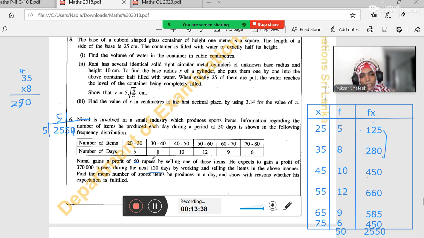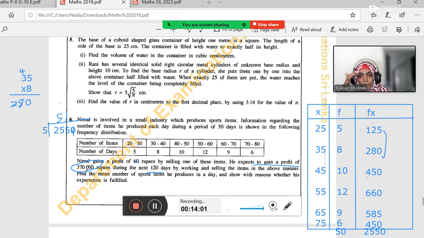So I need to multiply that 3,060 by 120. Once we do that multiplication, we get the answer of about 367,200, which is less than 370,000. So what was his expectation?